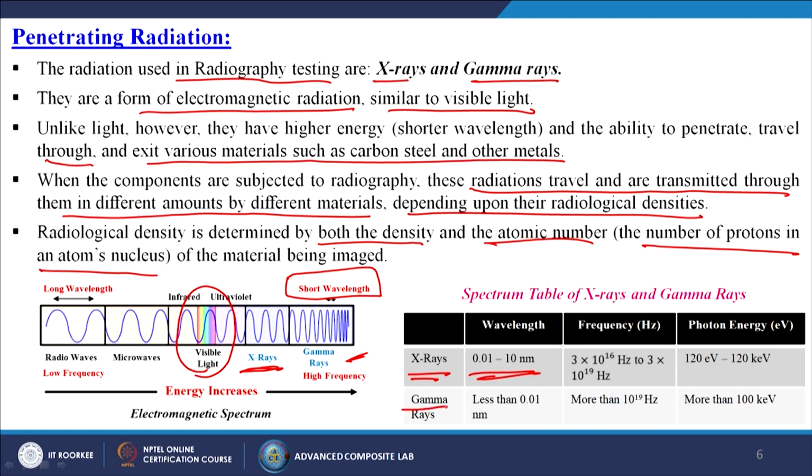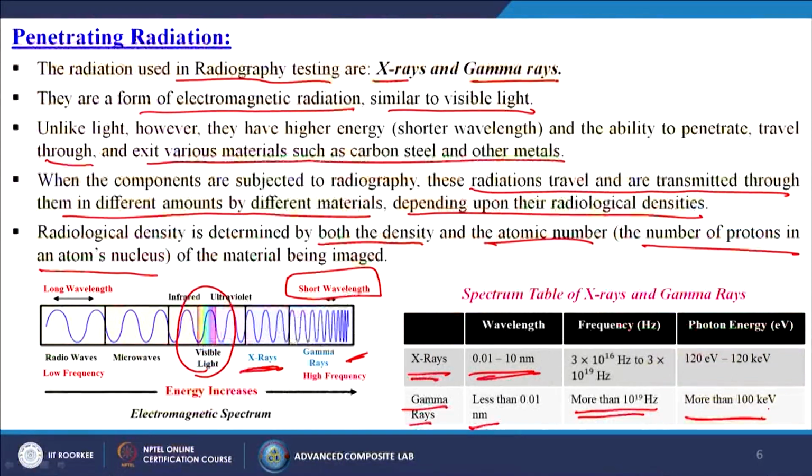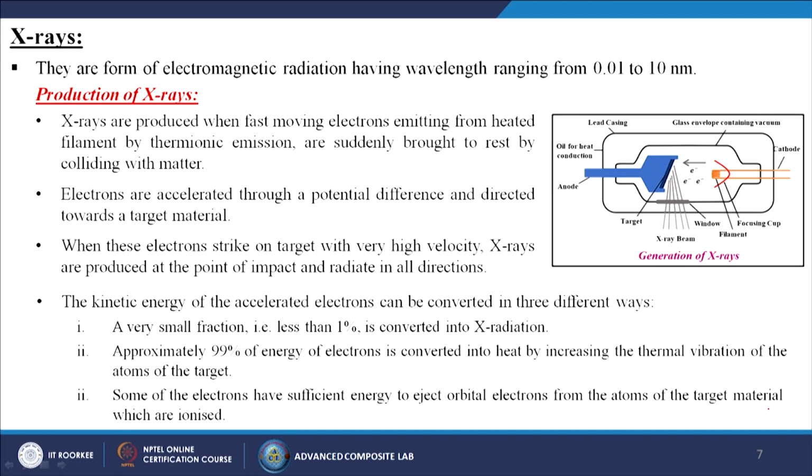And for gamma rays, the wavelength is less than 0.01 nanometer and the frequency is more than 10 to the power 19 hertz. So, you can see that the power of gamma rays is greater than that of X-rays, and the photon energy for gamma rays is more than 100 kilo electron volts. Now, coming to X-rays: they are a form of electromagnetic radiation with wavelength ranging from 0.01 to 10 nanometers, which we already discussed in our last slide. Now, how do we generate X-rays, that is, the production of X-rays.